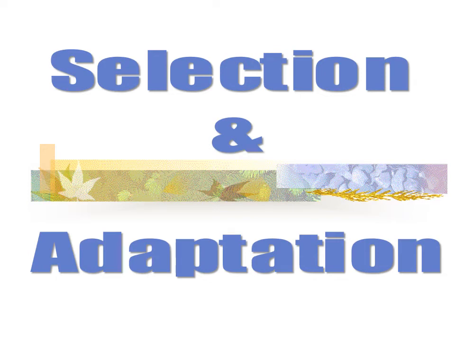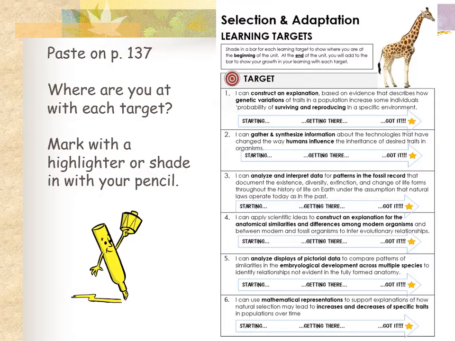Okay, we are starting our last unit on selection and adaptation. So first, we're going to look at our learning targets. These you're going to paste on page 137, and just like normal, you're going to take your highlighter and mark where you think you are with each target.